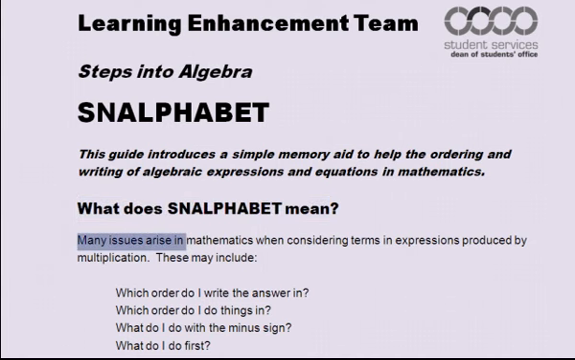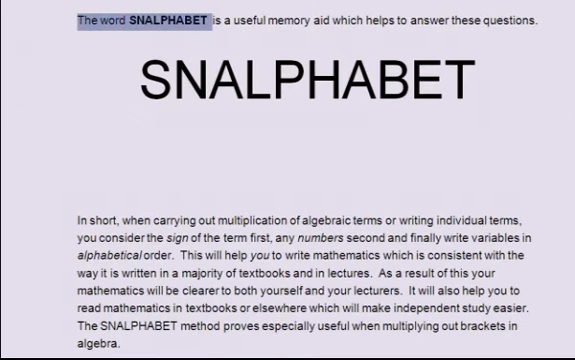Many issues arise in mathematics when considering terms in expressions produced by multiplication. These may include: which order do I write the answer in? Which order do I do things in? What do I do with the minus sign? And what do I do first? The word SNAlphabet is a useful memory aid which helps to answer these questions.